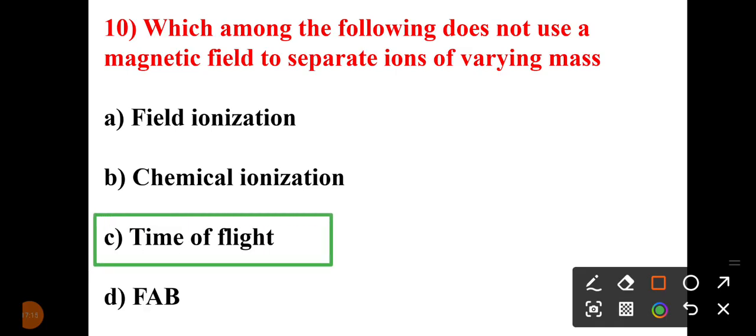Time of flight is a mass analyzer, the time of flight instrument. In field ionization as well as chemical ionization, a magnetic field is required. But time of flight does not use a magnetic field for separating the ions. And chemical ionization is also very important, because it is called a soft ionization technique. Chemical ionization is a soft ionization technique.